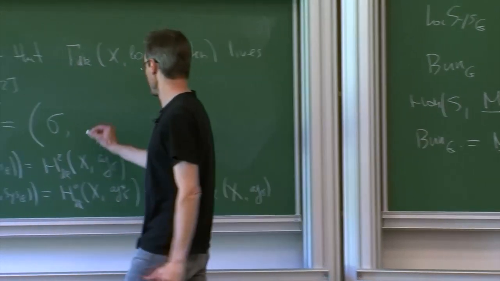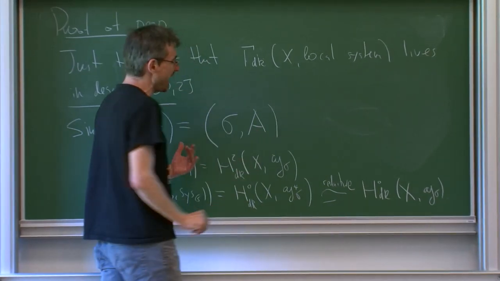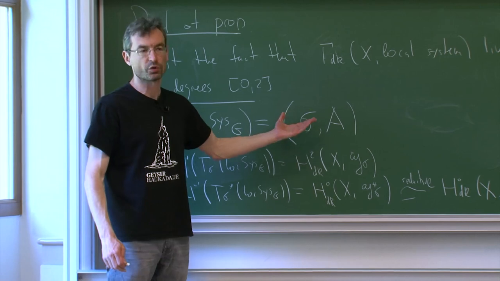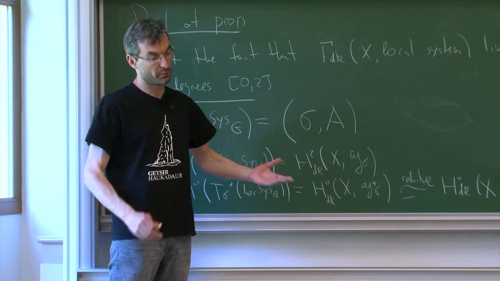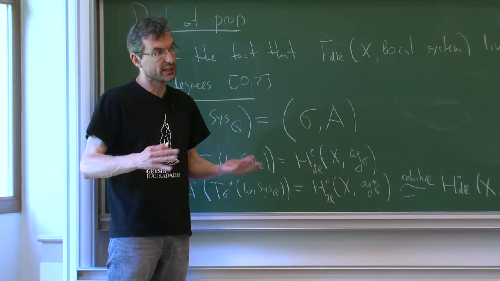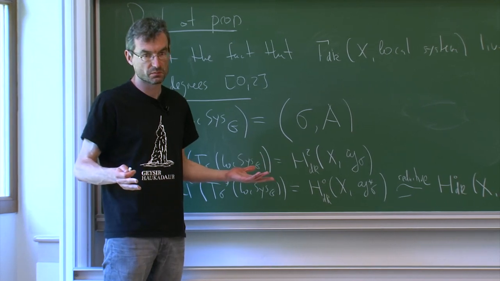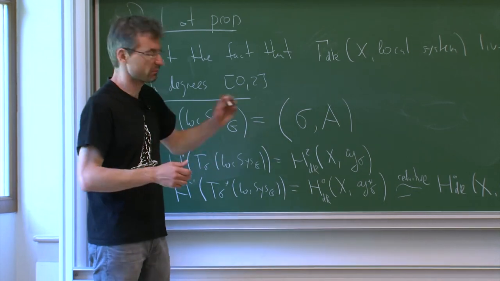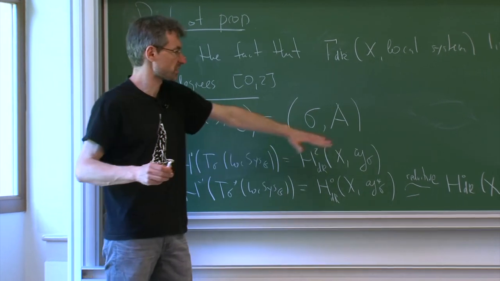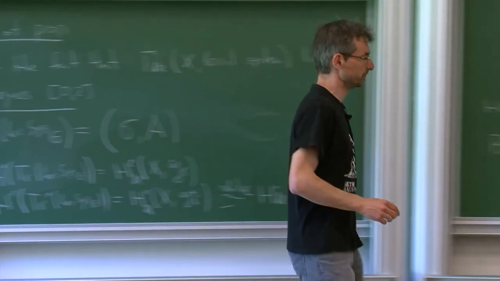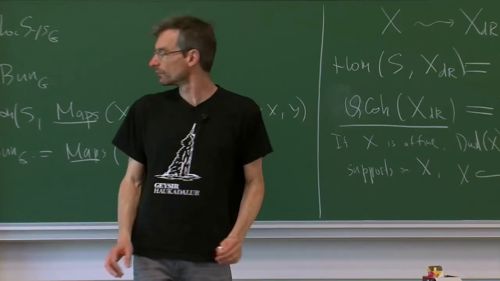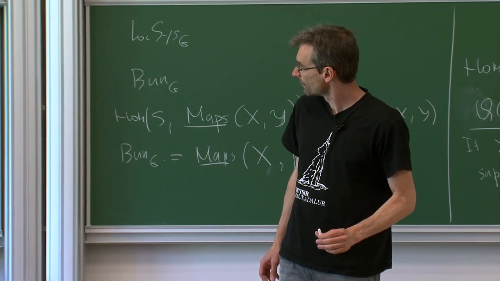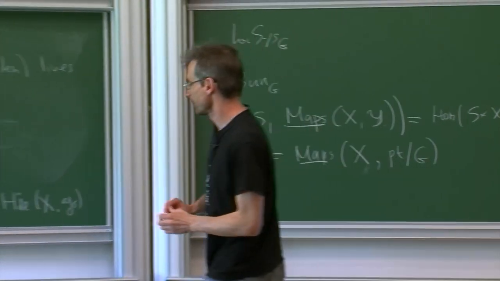So I want to call it sigma comma A, where A, by slight abuse of language, let me call an endomorphism of sigma, by which I mean an element of the Lie algebra of the group of automorphisms. Derivation. Yeah. Infinitesimal automorphism. I just want to call it this way. So you took H1 of T sigma and H minus 1 of T sigma star? Yeah, I mean dual T sigma.